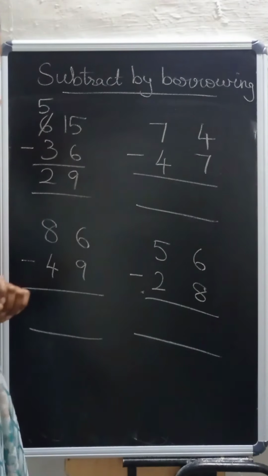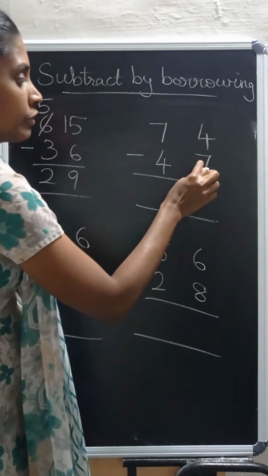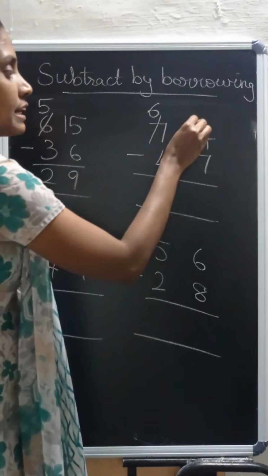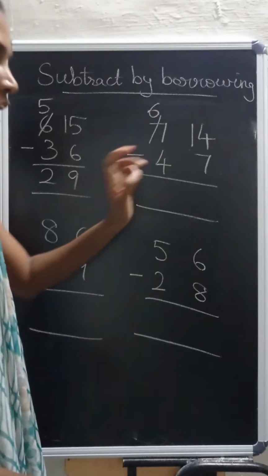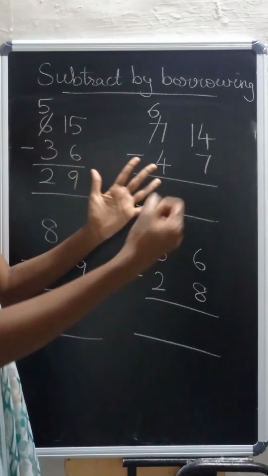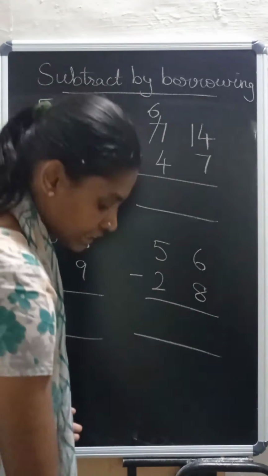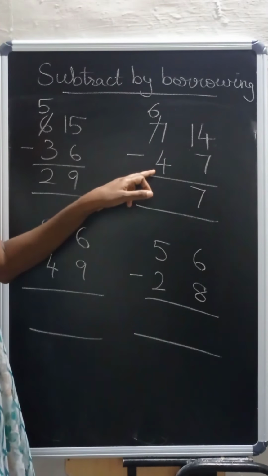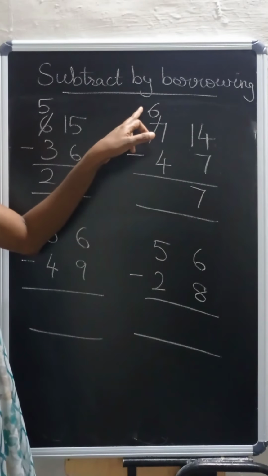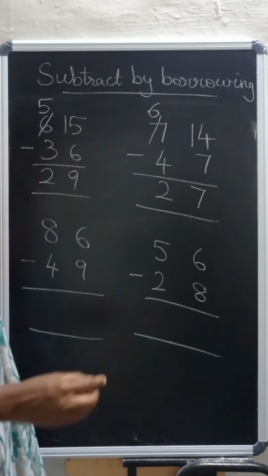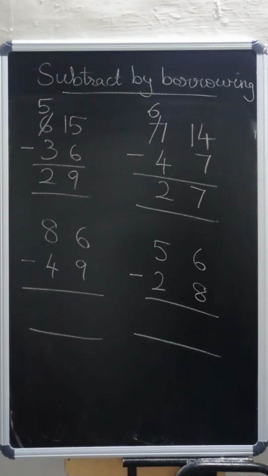Next up, 74 minus 47. Now, from 4, I cannot subtract 7. So I am borrowing from here. 7 becomes 6 and this 1 comes here, 14. Now, after 7, 8, 9, 10, 11, 12, 13, 14. So, 7 fingers. We need to count till 14. Now, 6 minus 4. After 4, count till 6. So, after 4, 5, 6, 2. 27 is your answer.